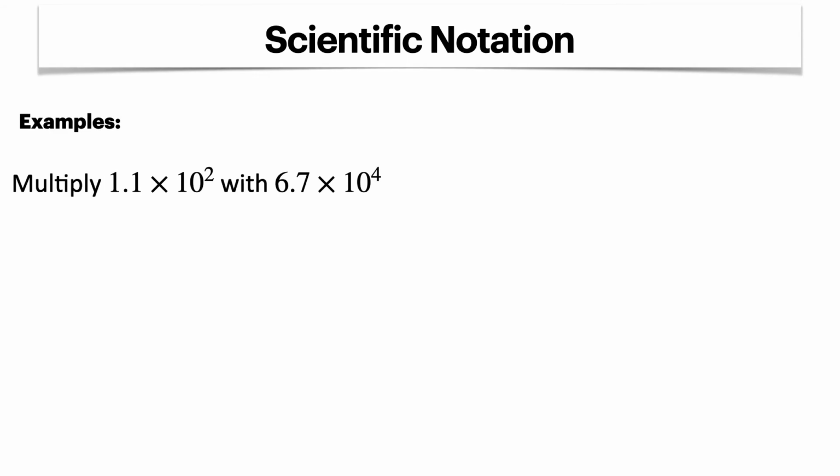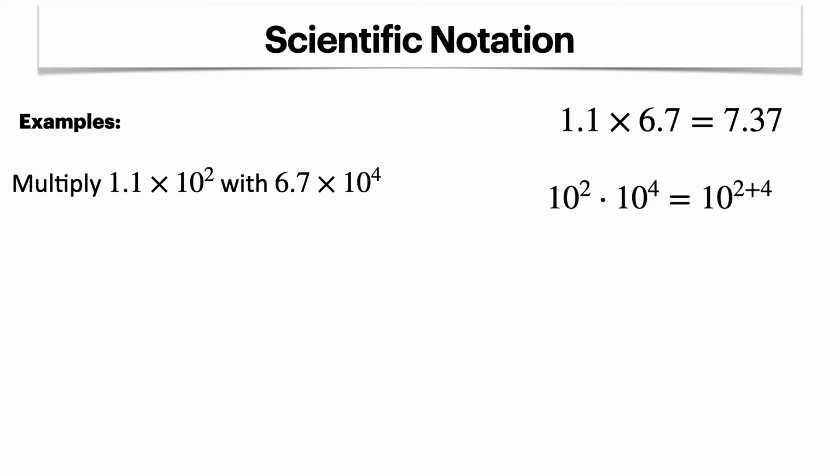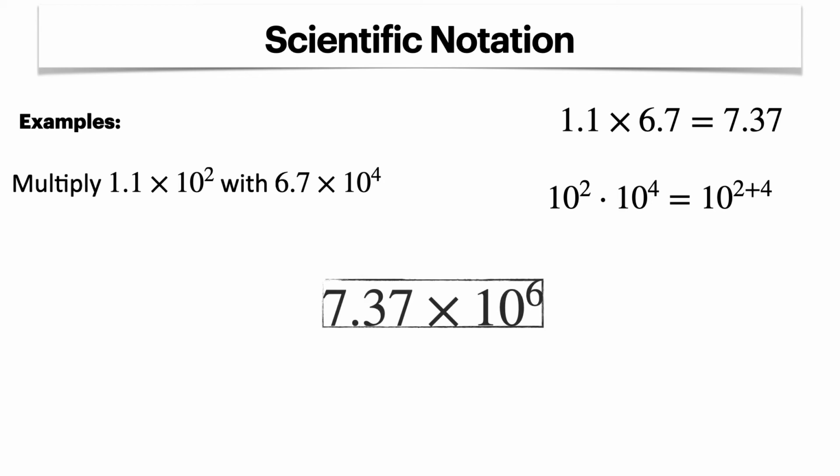Multiply the numbers 1.1 times 10 to the second with 6.7 times 10 to the fourth. Okay, first step is to multiply the numbers in front. 1.1 times 6.7, that's 7.37. Next step is to deal with those exponents. Since we're multiplying, we're going to add the exponents. So 10 squared times 10 to the fourth, that's 2 plus 4, that's going to give us the 6. So grand total, 7.37 times 10 to the sixth. Okay? All right. Fair enough, but let's look at another example.